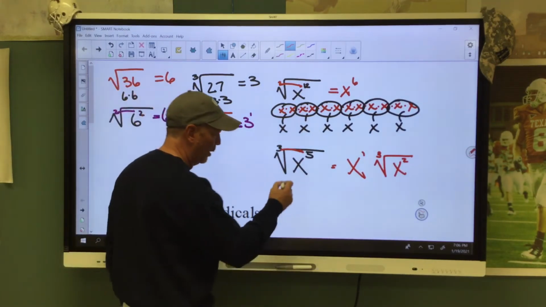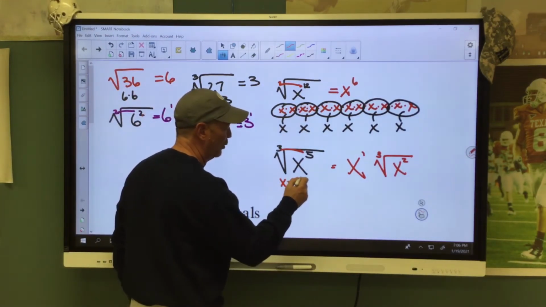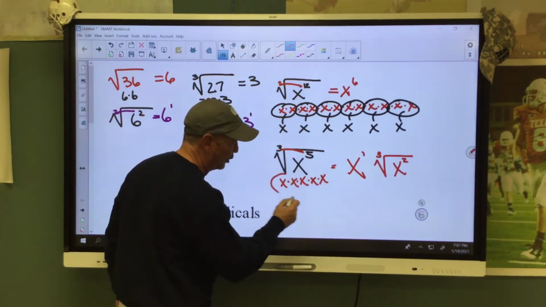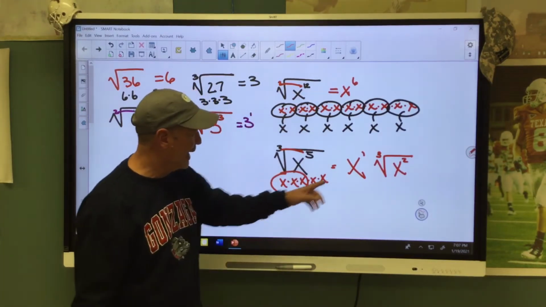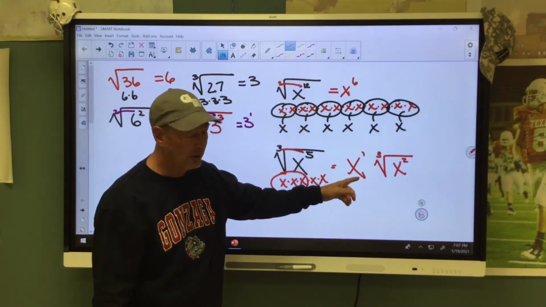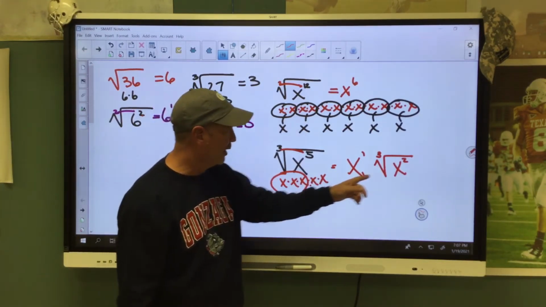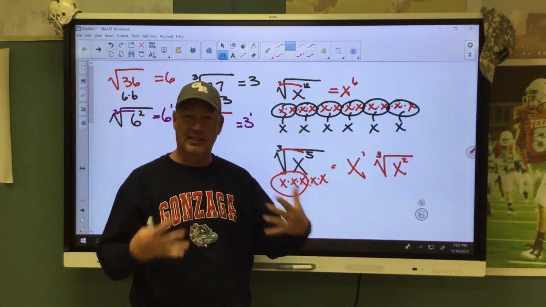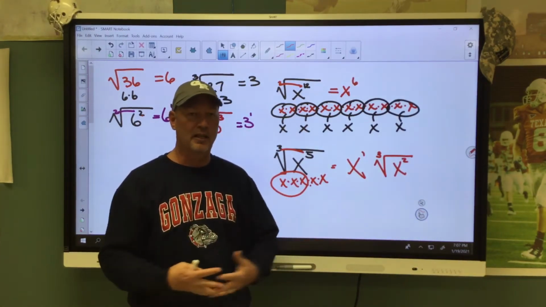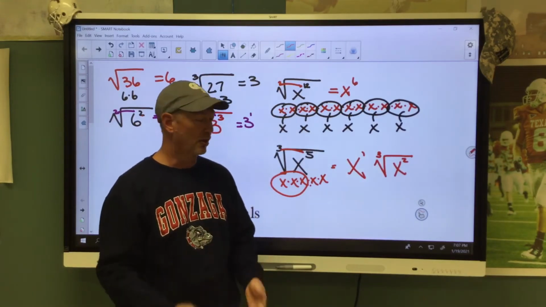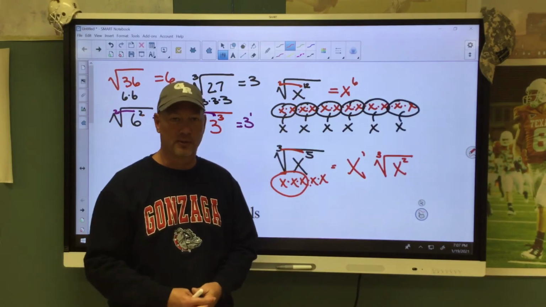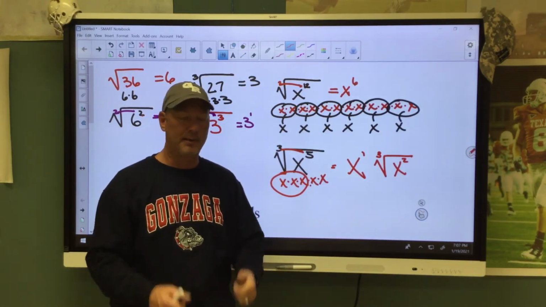Okay, here we go. 1, 2, 3, 4, 5. Here's your group of 3, and x comes out. 2 left over gives you x squared. But again, this is going to take up time. This is going to take up space. Just learn how to divide the root into the exponent. Okay? Got it? All right, good.